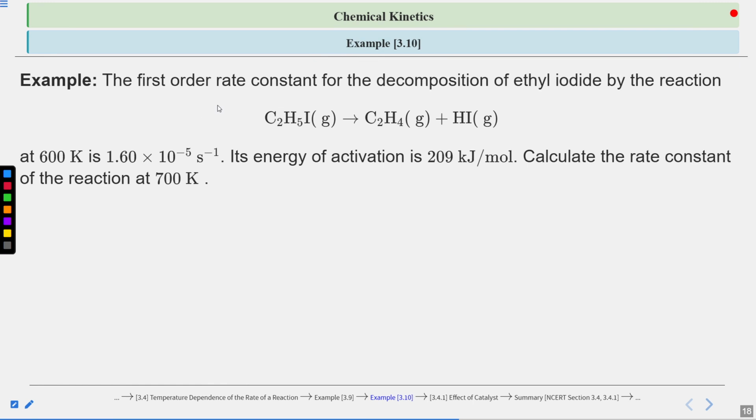Let's see another example, which is marked as example 3.10. It says that the first order rate constant for the decomposition of ethyl iodide by the reaction C2H5I becoming C2H4 plus HI at 600 Kelvin is 1.6 times 10 to the power minus 5 second inverse. So this is the rate constant value for a first order reaction of ethyl iodide. Now its energy of activation is 209 kilojoule per mole. We have to calculate the rate constant of the reaction at 700 Kelvin.